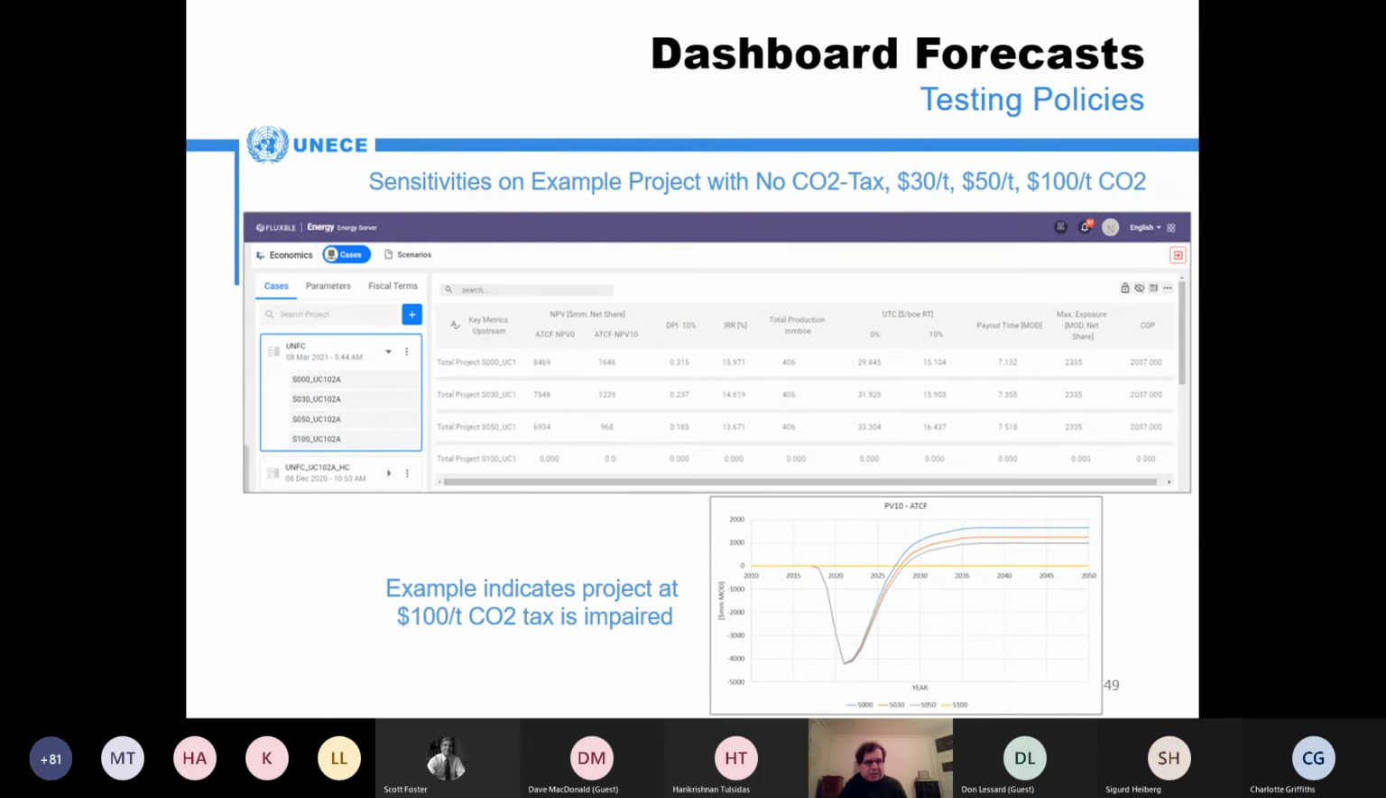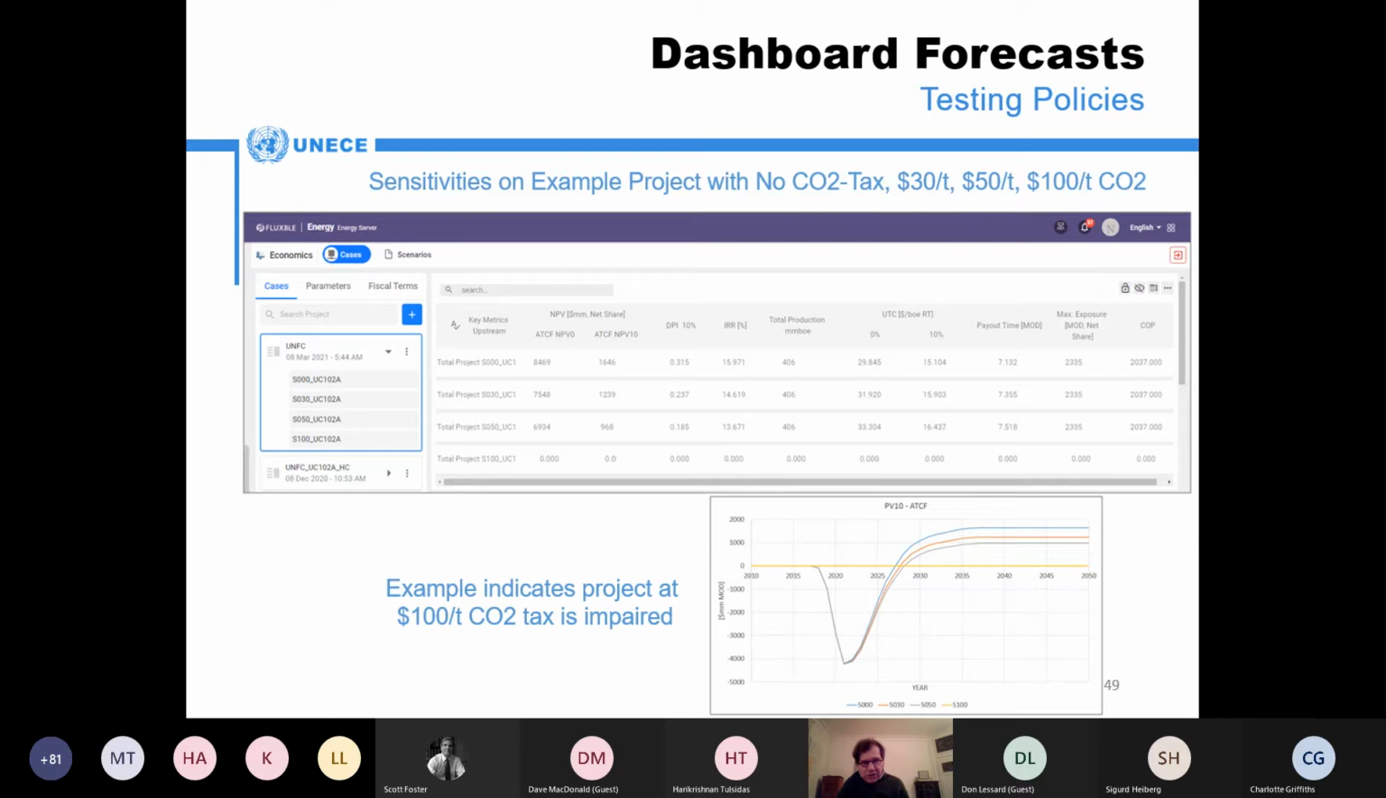Sensitivities, testing policies. So in this case, we tested the impact on projects if there was a carbon tax. And there are 4 cases here: no carbon tax, one at $30 per ton, $50, and $100 per ton of CO2 equivalent of greenhouse gas emissions. And you can see all the financial parameters in the table. And then in the chart below, you see the after-tax cash flow at present value for a 10% discount.